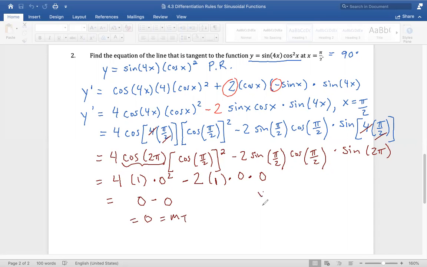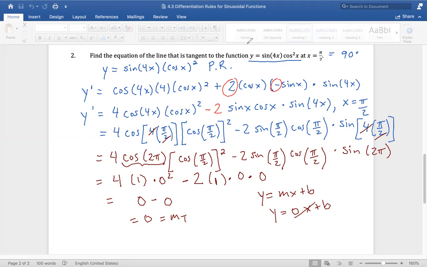So with my y equals mx plus b, that's supposed to be a plus. I've got y equals 0x plus b. So again, 0 times x. So far, y is just going to be b, but I need to figure out what my y value is. Like I said at the beginning of the video, I need to figure out what my y value is.